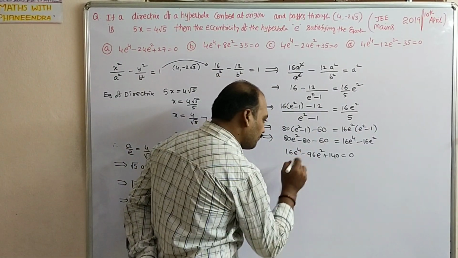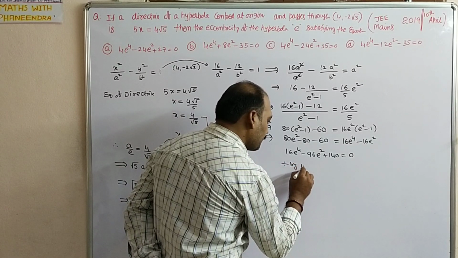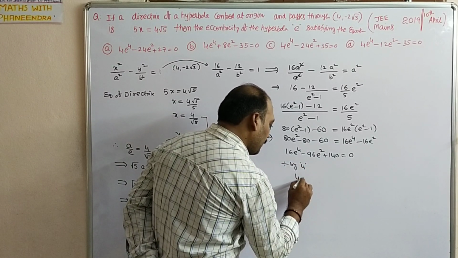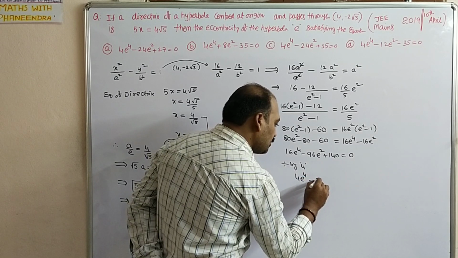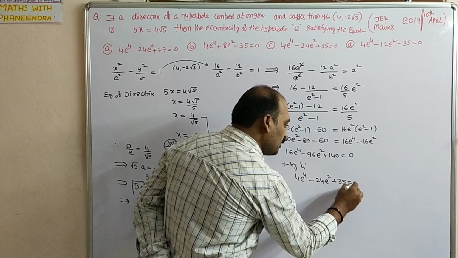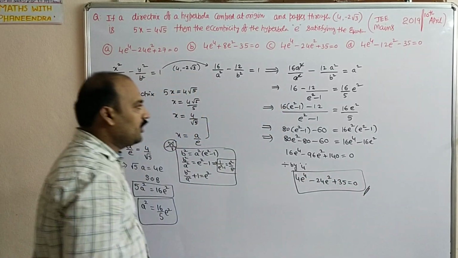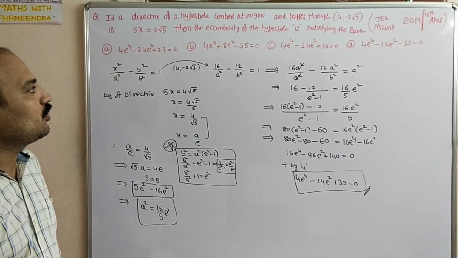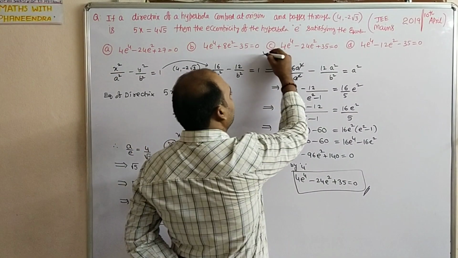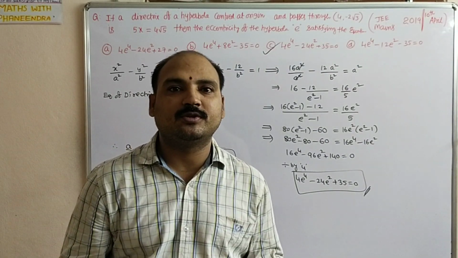So all are multiples of 4, so dividing by 4: 4e⁴ minus 24e² plus 35 equal to 0. So 4e⁴ minus 24e² plus 35 equal to 0 is there in option 3. We will move to the next question, dear students.